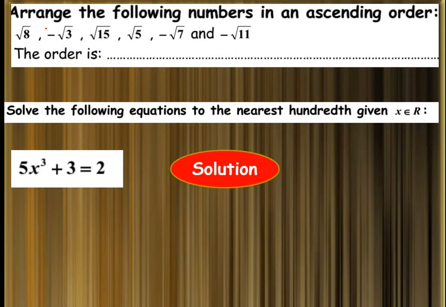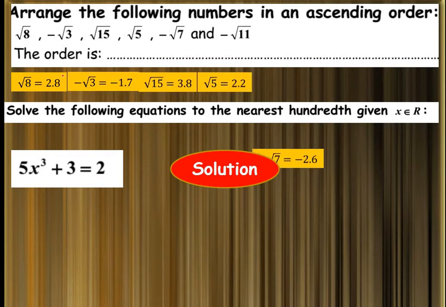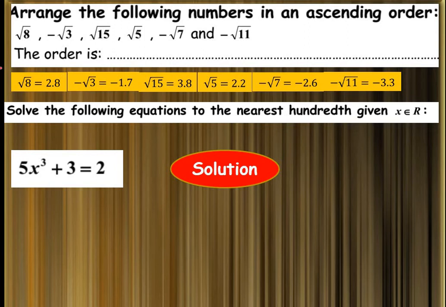Arrange the following numbers in ascending order. First, we put them in decimal form like this. Root 8 equals 2.8 and negative root 3 and so on. We convert them all to decimal form. First, we need ascending order. We start with what?